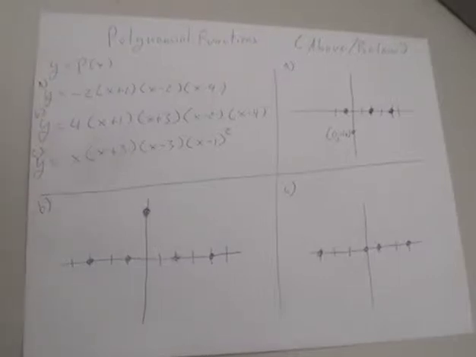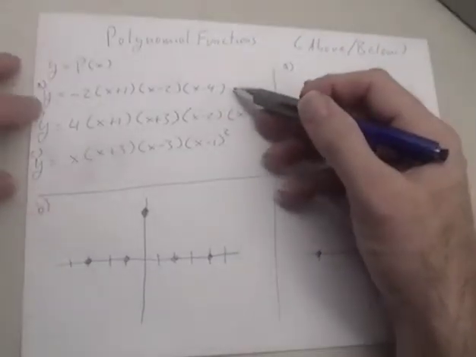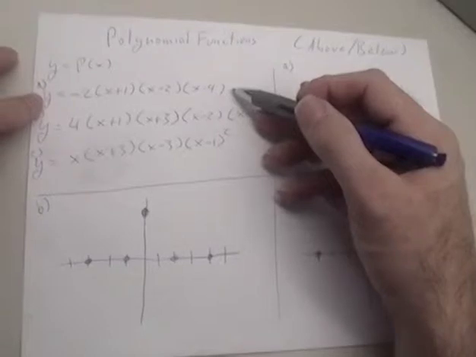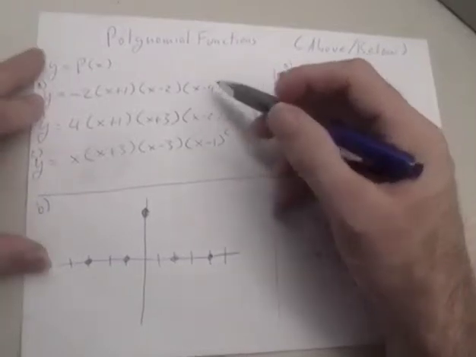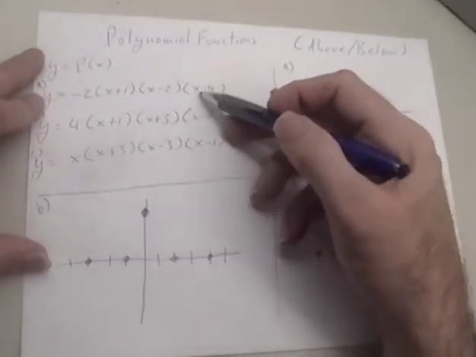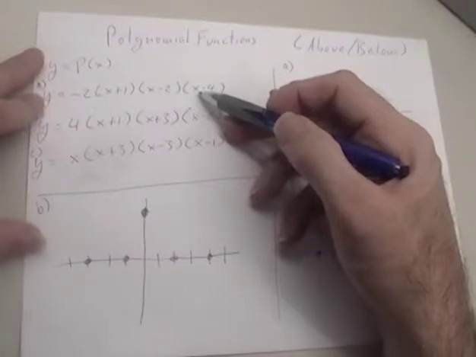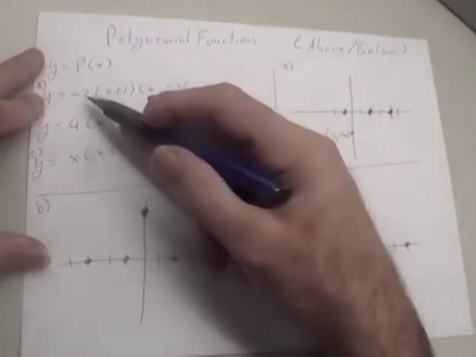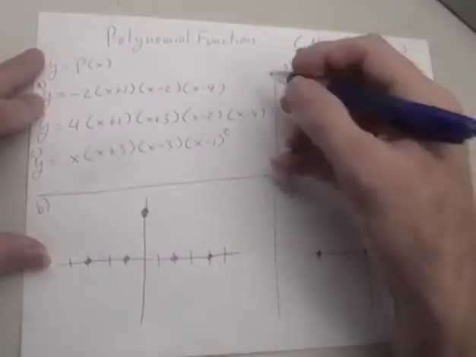Now let's look at whether the graph is above or below the x-axis. Some of this information you get by looking at the tail. So for example, for A, notice how I have 1, 2, 3 x's. So this is an odd graph. The lead term will be minus 2 times x cubed.